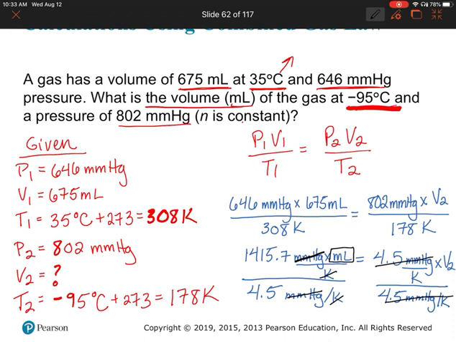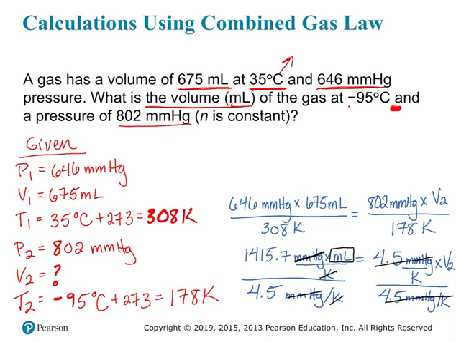All right, so let's figure out what V2 is equal to. So 1,415.7 divided by 4.5. And let's see, I'm going to make some room up at the top for our answer. Okay, so that gives me that V2 is equal to 315, and the final unit is milliliters. And I left this at 3 sig figs because all of my original values had 3 sig figs.